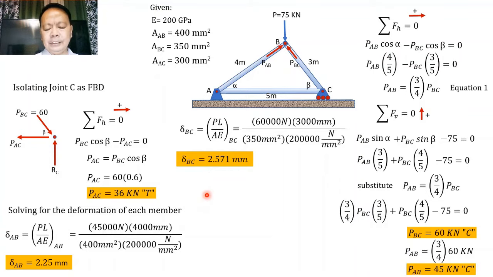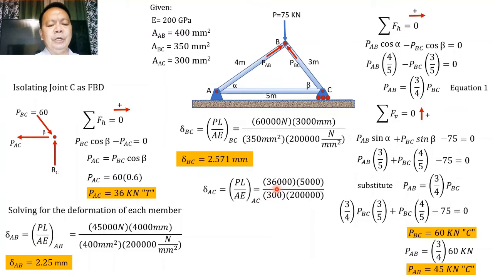And finally, for the deformation of AC, which is equal to PL over AE, substituting the values, we have a load of 36 kilonewton, that is 36,000 newton, multiplied by the length of 5,000 millimeters, the area of 300 square millimeters, and the modulus of elasticity of 200 GPa.